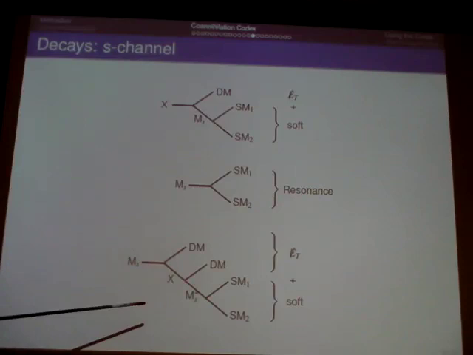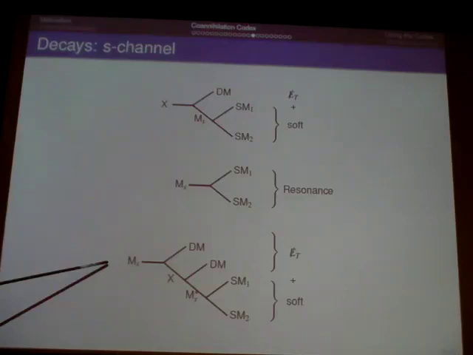And so this kind of mediated decay looks like a resonance. This kind of mediated decay looks much like the X you have met, with soft standard model particles.